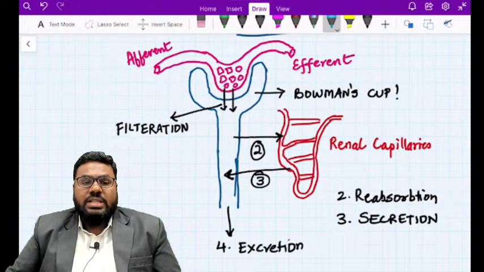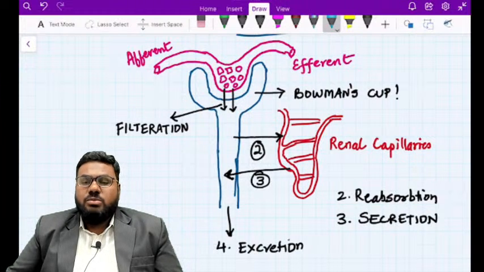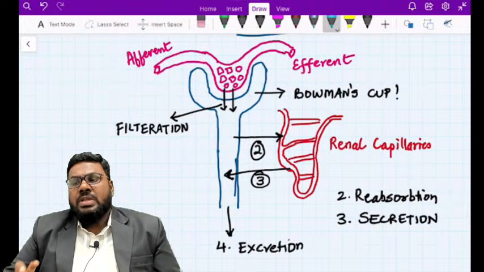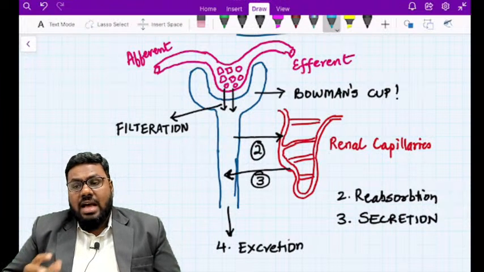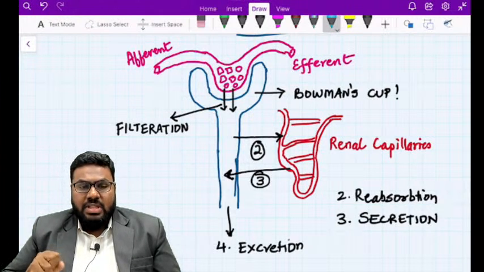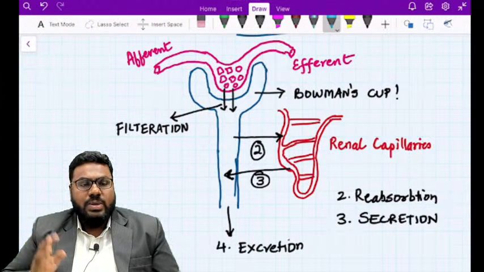That is point number 2 in this diagram. Alright, tubular reabsorption. Tubular reabsorption is a process in which the solutes along with the water are removed from the tubular fluid, and they are transported into the blood. They are transported into the renal capillaries, as you can see in the diagram.